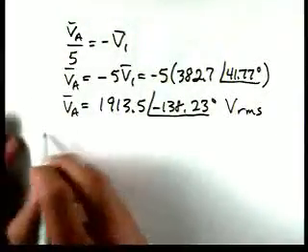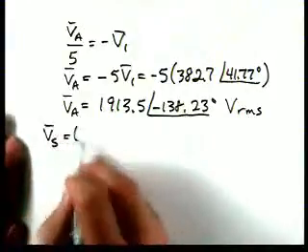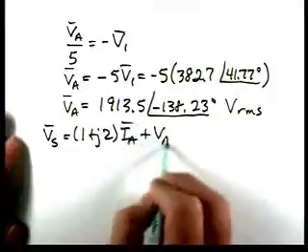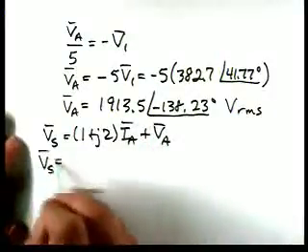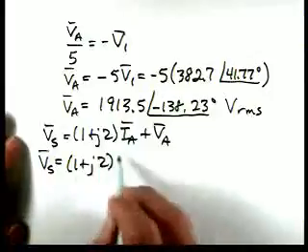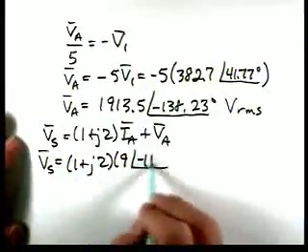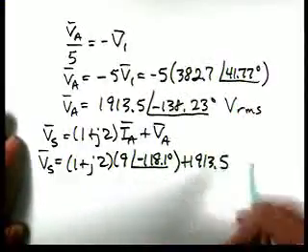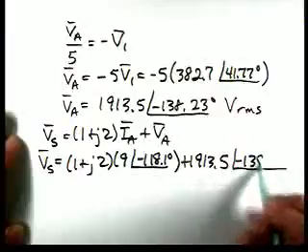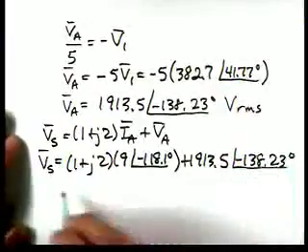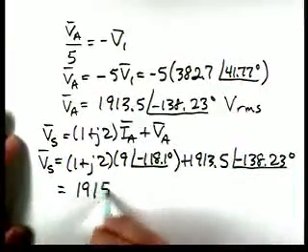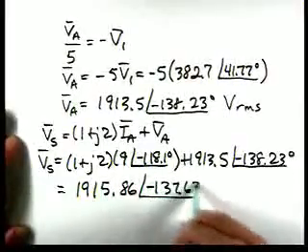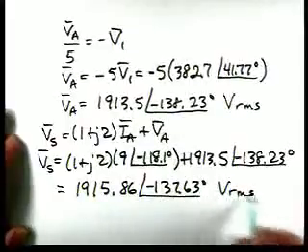Now, to find VS, all we need to do is apply KVL around that loop. So VS is 1 plus J2 times IA plus VA. So we have 1 plus J2 times 9 at an angle of minus 118.1 plus 1913.5 at an angle of minus 138.23, and that gives us VS is 1915.86 at an angle of minus 137.63 degrees volts RMS.